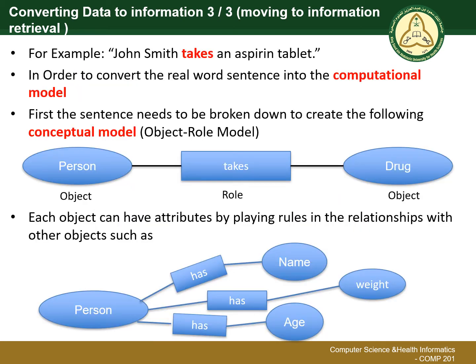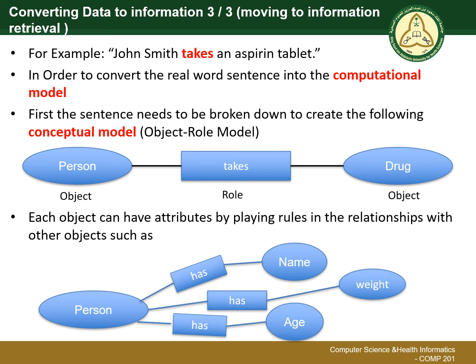In order to convert a real world sentence into the computational model, we need first to convert it to a conceptual model. After that we can convert it to a computational model. What is the idea of a conceptual model, or how can I convert a real world sentence to a conceptual model? Let's see this example. We have here: John Smith takes an aspirin tablet. First of all I will identify the objects. Who are the objects in this sentence? I have John Smith, the first object, which is a person. And I also have the aspirin tablet, an object which is a drug. So here I have the objects person and drug. Then what is the role, the relationship between these two objects? It is takes. Takes is the role. And like this I have converted the real world sentence into a conceptual model.